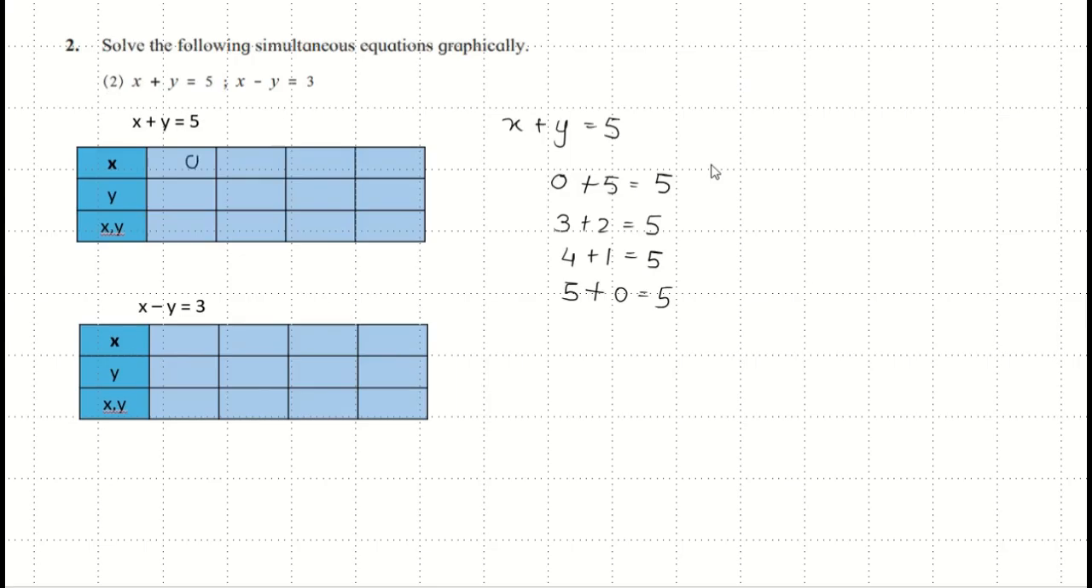First points are 0 and 5, where x is 0 and y is 5. Second is 3 plus 2, x is 3 and y is 2. Third is 4 plus 1, x is 4 and y is 1. Fourth is 5 and 0, x is 5 and y is 0.